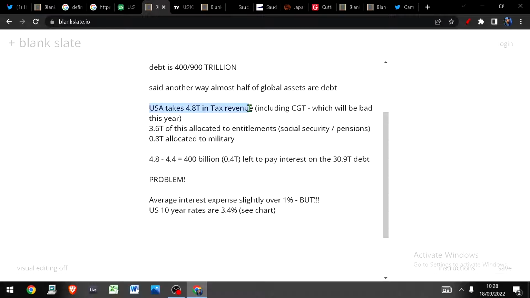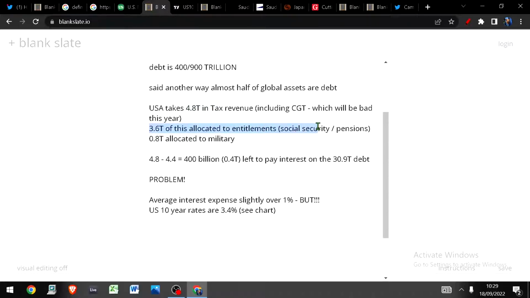The USA takes in 4.8 trillion in tax revenue, and this includes capital gains tax, which will of course be bad this year. They will be taking in significantly less capital gains taxes this year because people will not have made anywhere near as much money, due to the market conditions, due to the bear market in stocks and crypto.